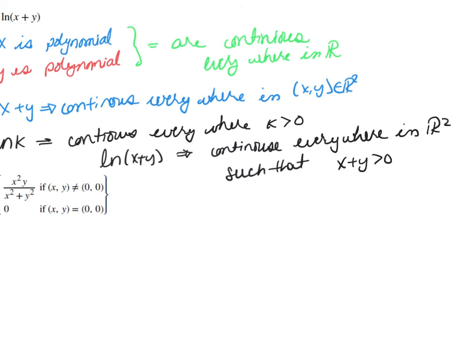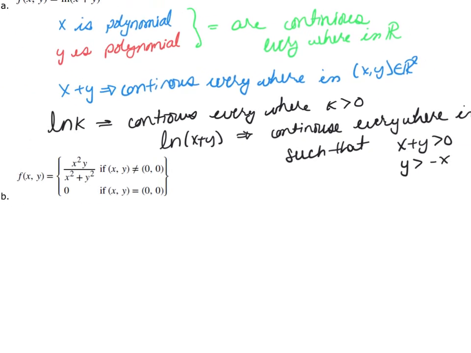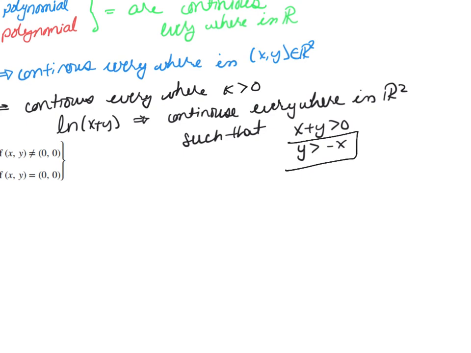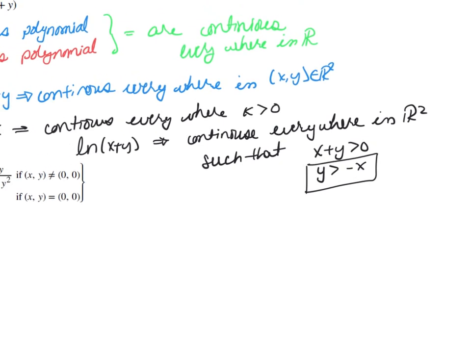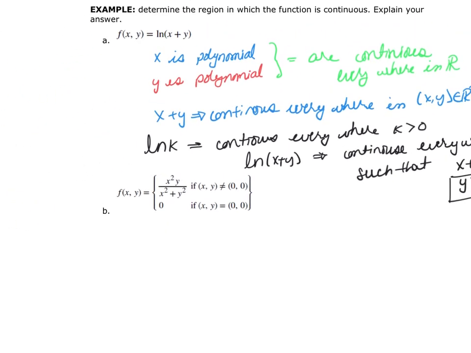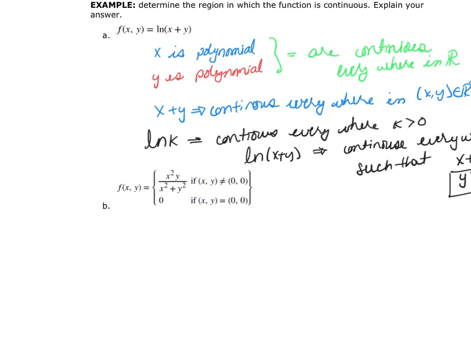So that tells us that y is greater than negative x. That's the region in which we are continuous, any y value that is greater than negative x. So that's my final answer. That is the region in which I am continuous for this function. Now, I did it step by step. I looked at each individual piece and then I brought it all together.